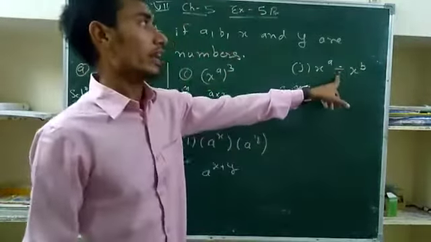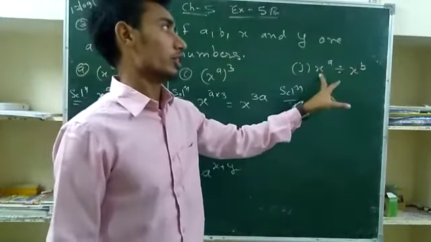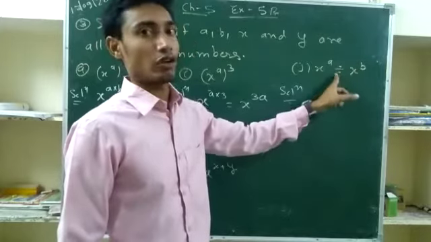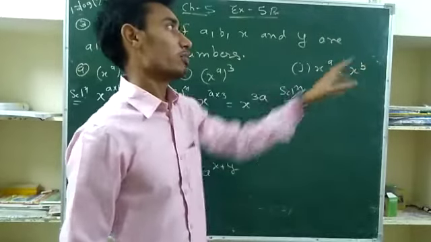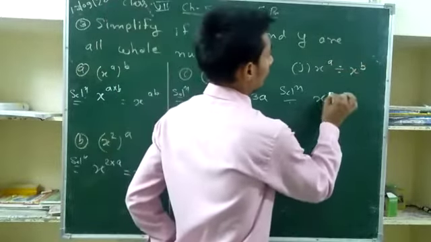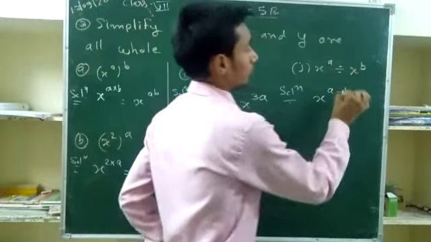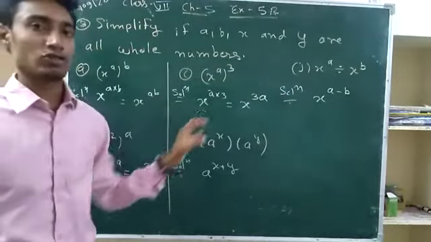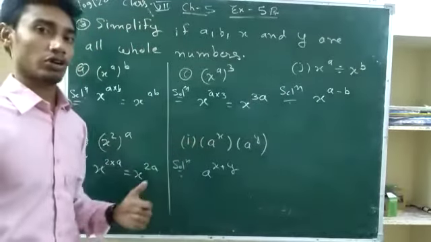x raised to a divided by x raised to b. Here the base is the same. Base कितना x, इधर भी कितना x और division है. What will we do? Subtract the exponents. So first write x and then a minus b. That is the solution. So a, b, c, i, j, I have solved. The remaining questions are your homework.